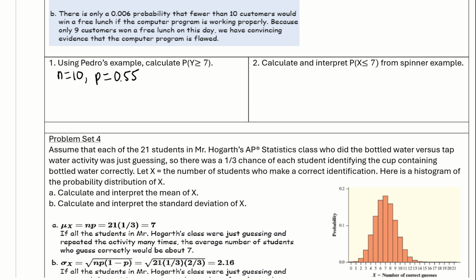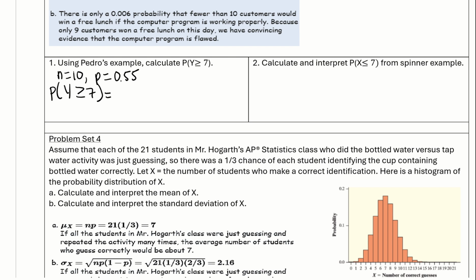All right, and then Y was the number of red lights. Okay, so P of Y greater than or equal to 7. Remember that to do Y greater than or equal to 7, that means we're doing it for 7, then for 8, then for 9, then for 10, right? So we can use the binomial distribution function 4 times, for 7, 8, 9, 10, or we could just use the binomCDF function. That's what we're going to do here.